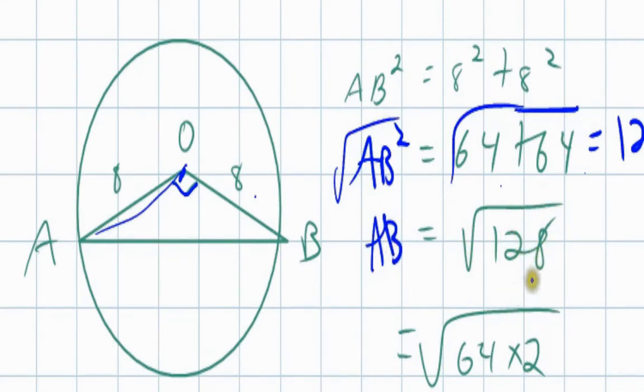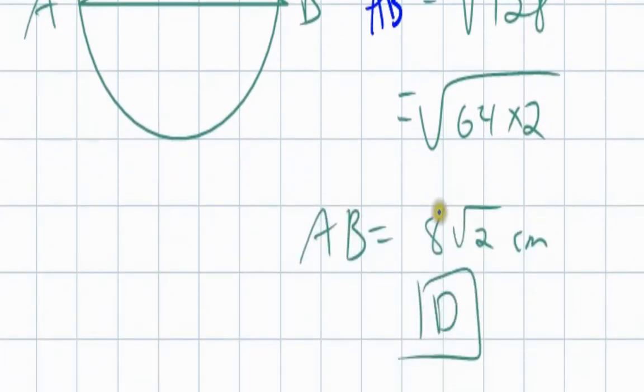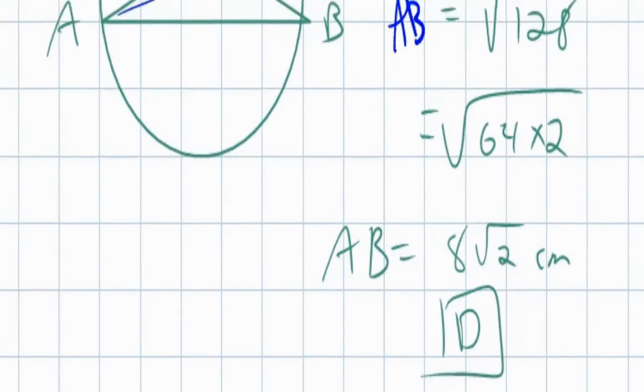I split that apart to make it a little bit easier to work with, so that's 64 times 2, as I just saw up here. That means that I can take 8 times the square root of 2, and that will be my final answer for length of AB, which is the chord that they were asking about. And that's your option D.